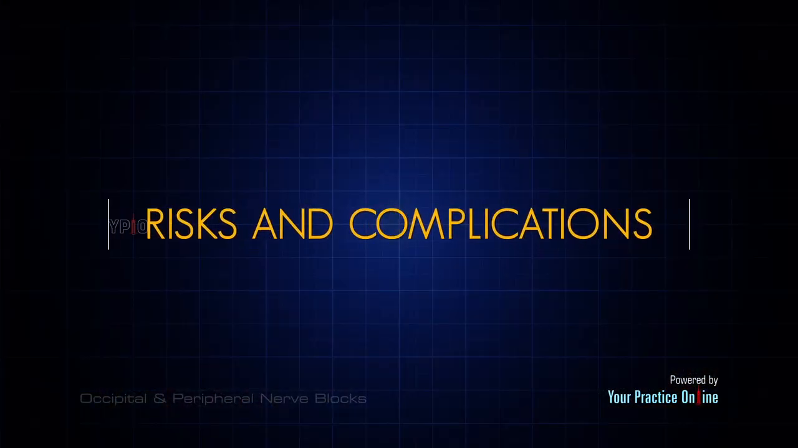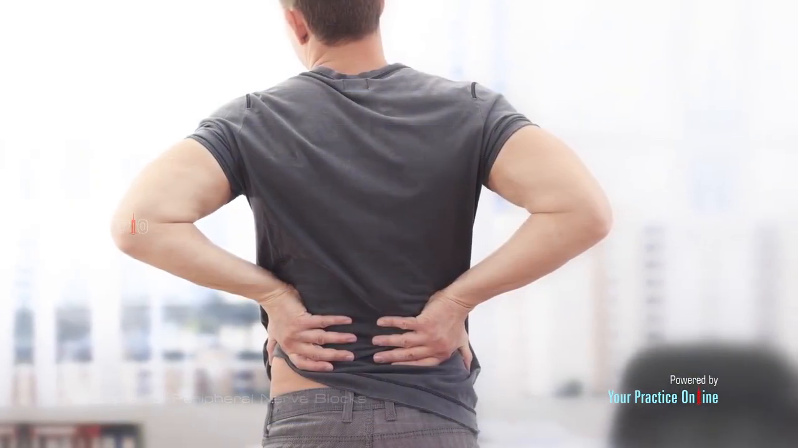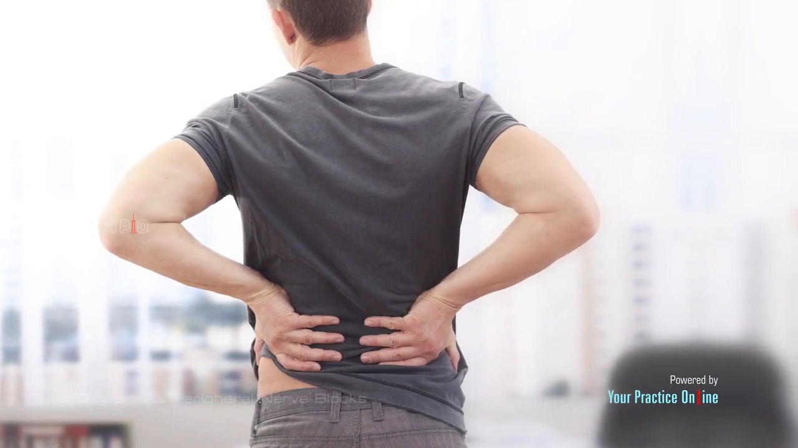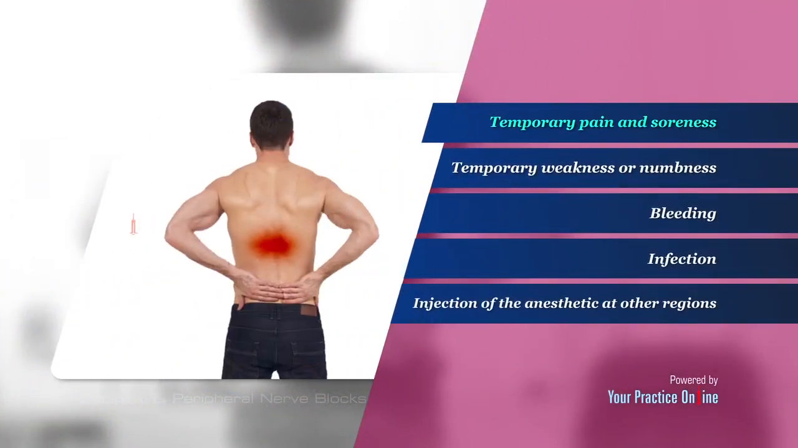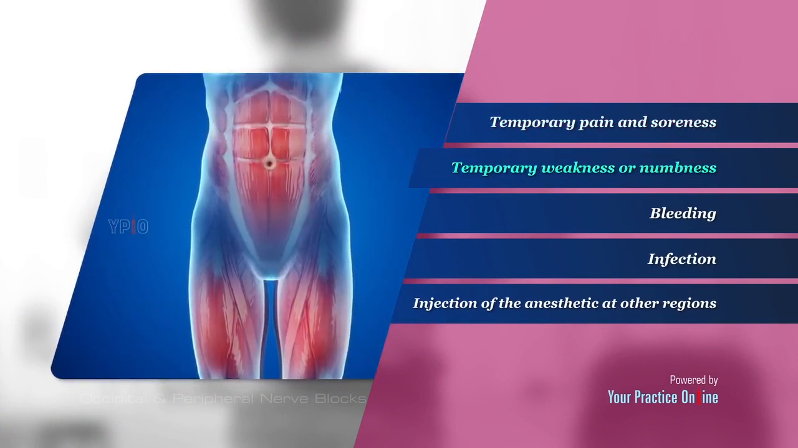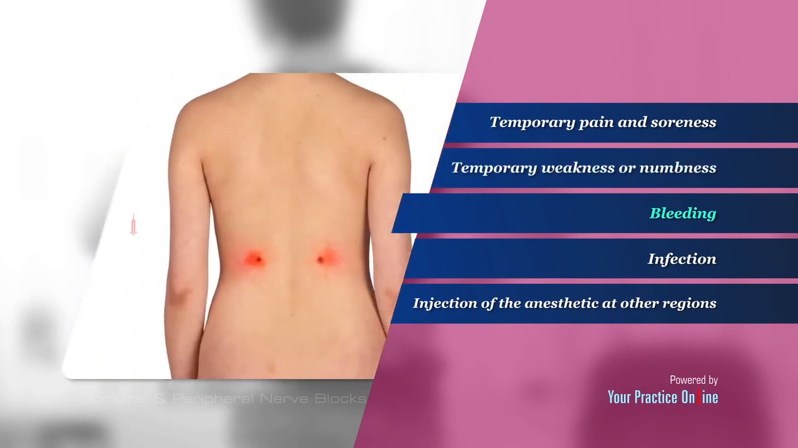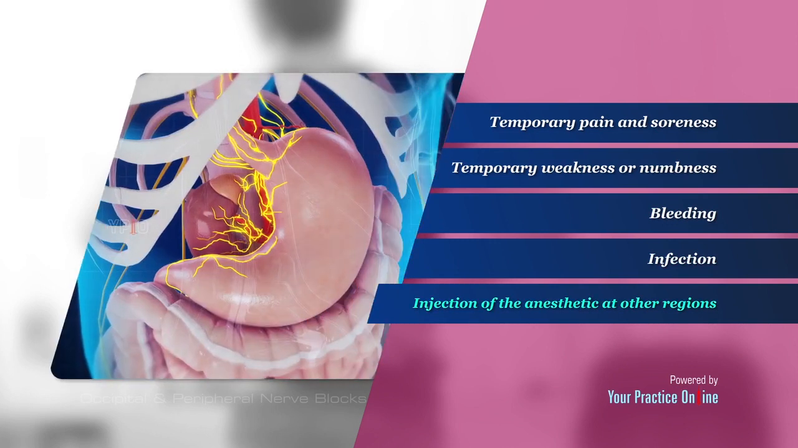Risks and complications. Although celiac plexus nerve block is a safe procedure, it may be associated with certain side effects and risks, such as temporary pain and soreness at the injection site, temporary weakness or numbness near the abdominal wall or legs, bleeding, infection, or injection of the anesthetic at other regions of the spine, blood vessels, and surrounding tissues.